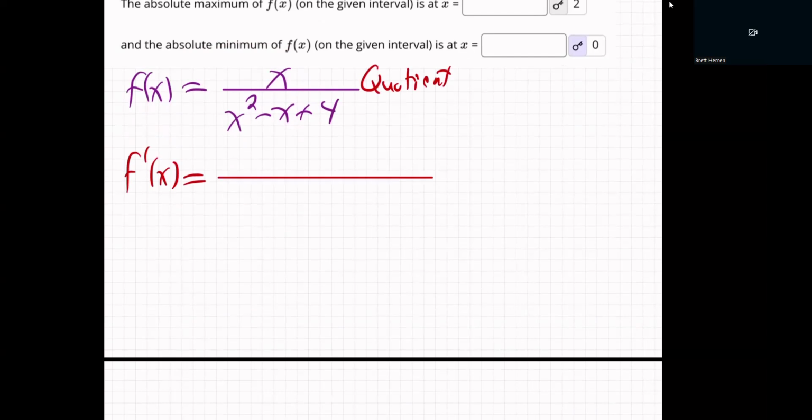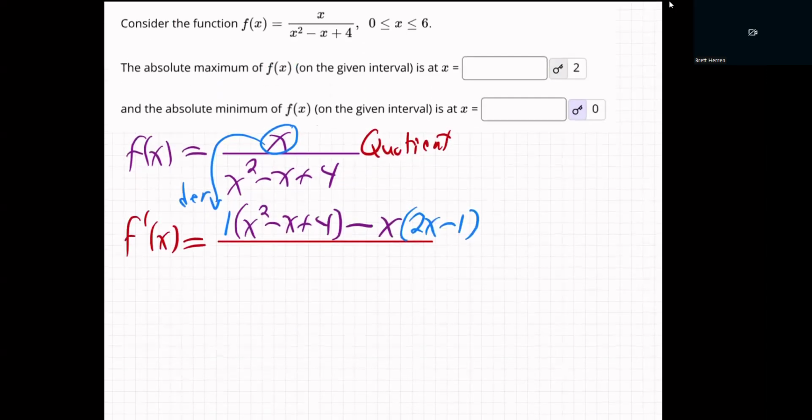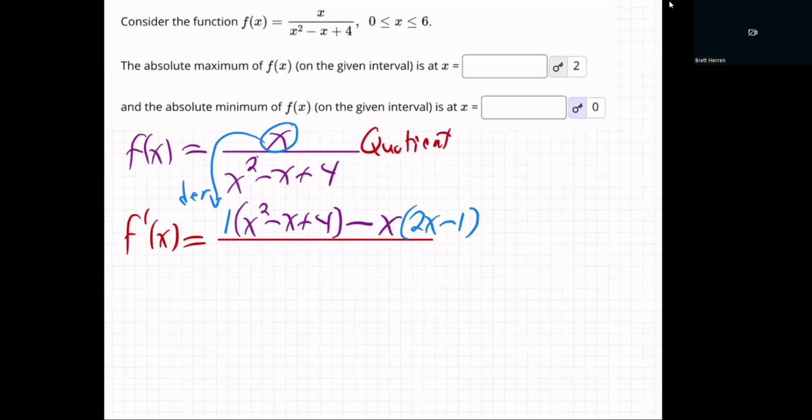Remember the quotient rule. Basically, it says they take turns, like the product rule. This one goes first. The derivative of x is just 1. We know that. Times the bottom unchanged. Minus, the quotient rule is a minus instead of a plus. The top unchanged times the derivative of the bottom, which will just be 2x minus 1 is the derivative of the bottom, right? Because you take that function and you take its derivative there.